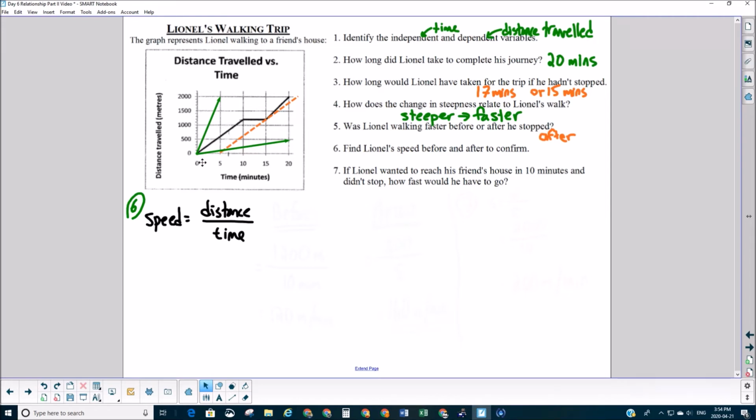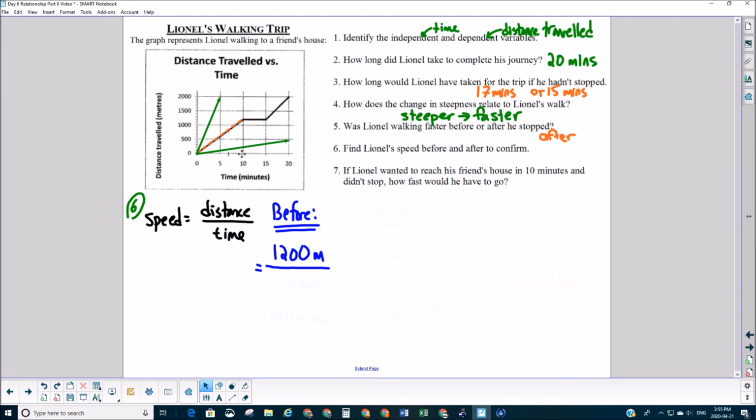So let's do that on those two parts, before and after. I'm going to move this orange guy back here just to represent the before part. So before, he is going to do the distance. It takes him from here to there. That looks about not quite halfway. Halfway would be 1,250 meters. So I'm going to estimate about 1,200 meters is about how far he travels before he stops.